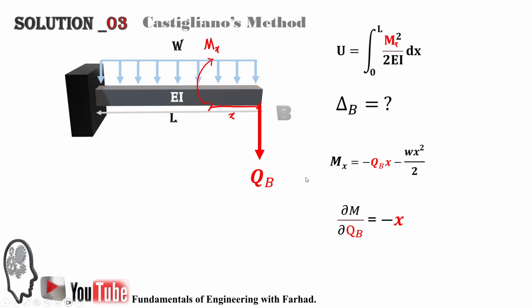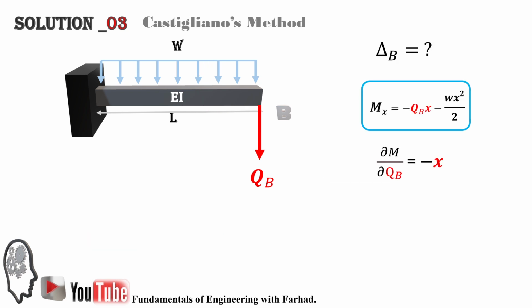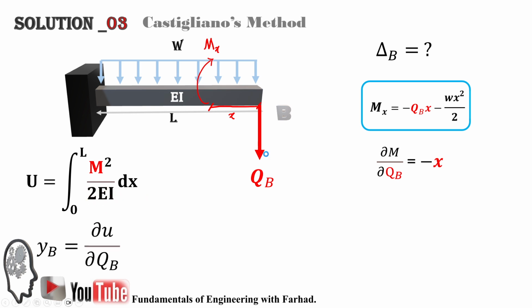As soon as we have our moment function, we jump to the calculation of y sub B. The strain energy U is equal to the integration from 0 to L of M squared over 2EI dx, and delta B, or y sub B, is nothing but partial U over partial Q sub B, which creates that downward movement.